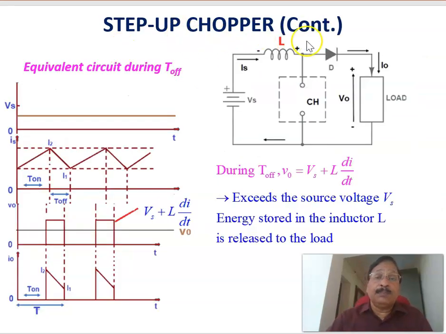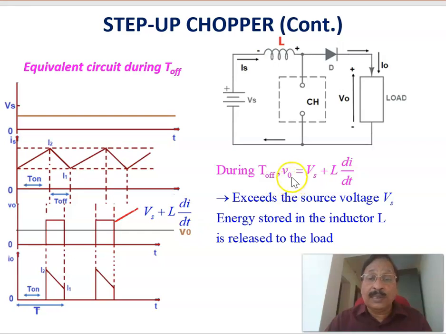Now continuing the step up chopper, during the off period of the chopper switch, the switch is open here, and the inductor is already charged. As per Lenz's law, as this is switched off, the inductor has to drive a current in the same direction. The voltage polarity across the inductor becomes plus here and minus here, and that will be driving a current through the motor, through the load. And this is the equivalent circuit during the off period.